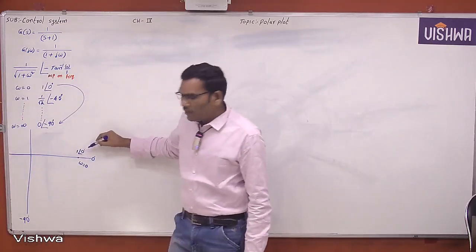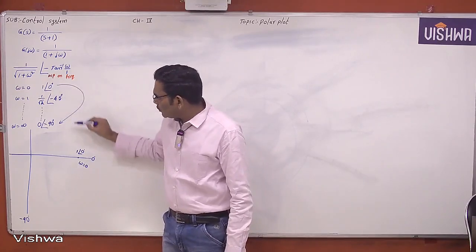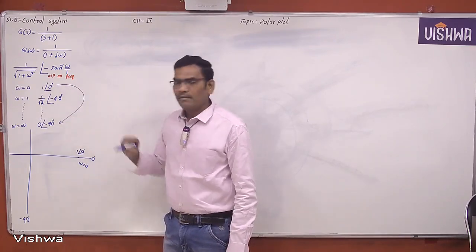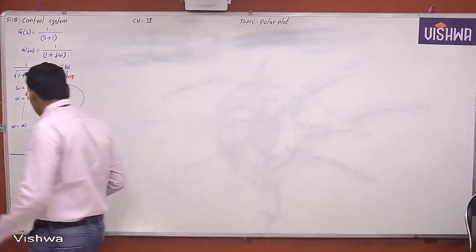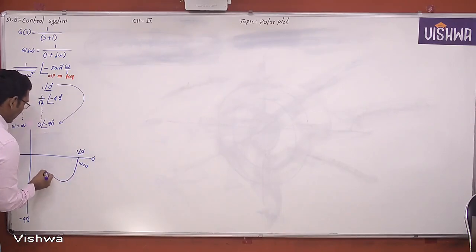One at an angle of 0 degrees when omega equals 0. Now 0 to minus 90 degrees. So we can go like this. Now your journey starts at 0 degrees and goes to minus 90 degrees.